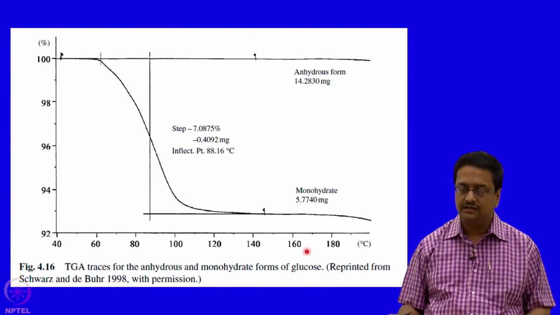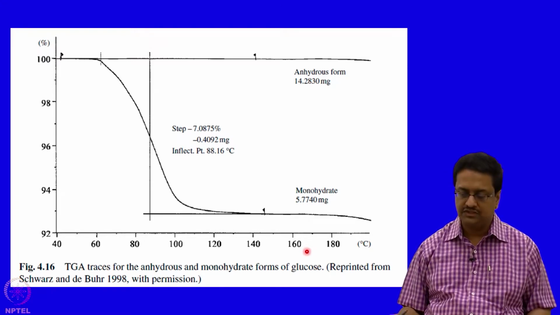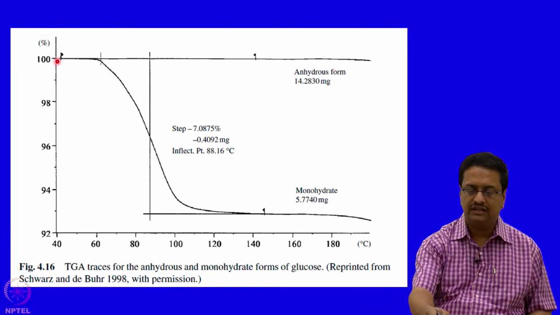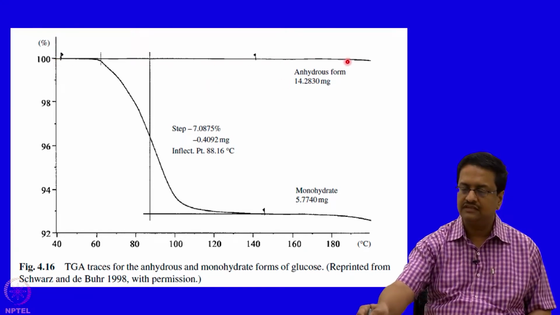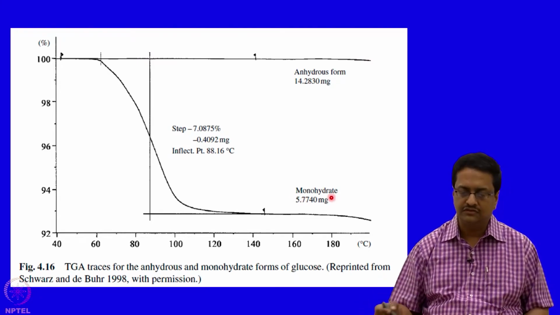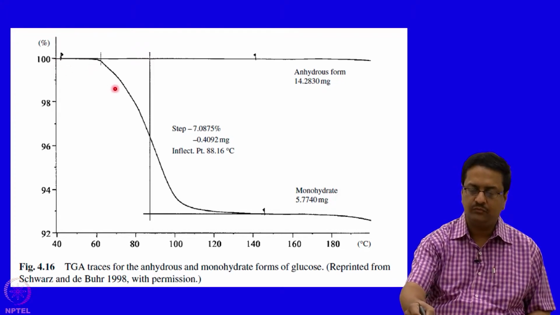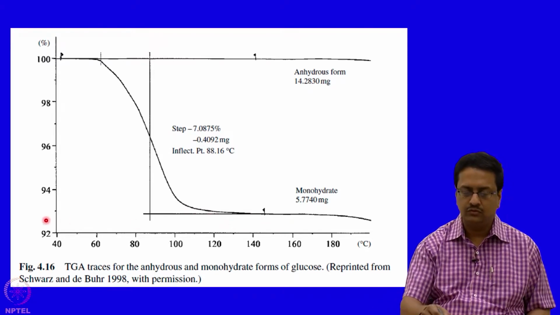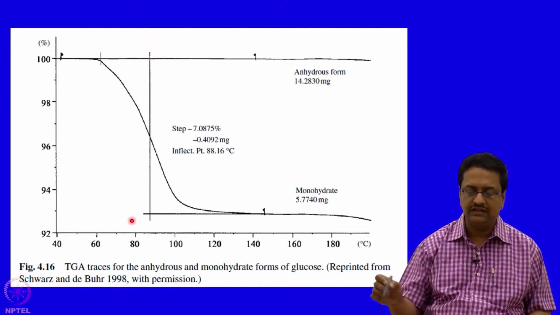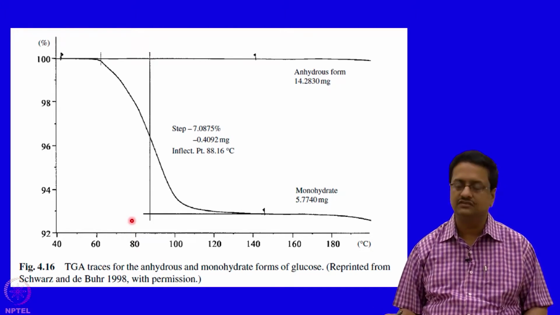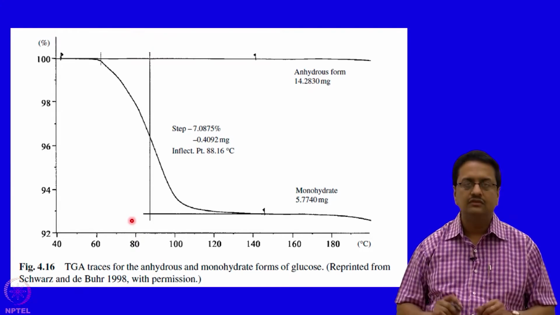So, here is the thermogravimetric trace for two different forms of glucose. The top one is the anhydrous form, which on heating does not lose its mass and it continues as a straight line, whereas the monohydrate of glucose on heating slowly loses one molecule of water and the mass of the substance is reduced to about 93%, that is, 7% weight loss corresponds to loss of one water molecule.